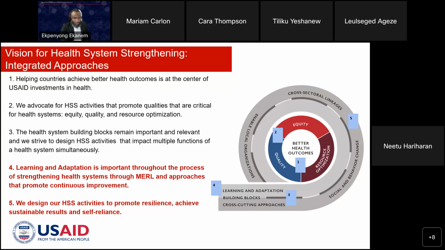Throughout all of our work, we want to make sure that there is continuous learning and adaptation, both to grow and advance the field of health systems itself and to continue to monitor, adjust, and adapt our approaches based on changing assumptions, new opportunities, or real experience on what is working and what is not working. And lastly, we aim to design our health system strengthening activities with certain key features which are necessary for health systems to be resilient and achieve sustainable health outcomes that promote country self-reliance over donor dependency. Next slide, please.